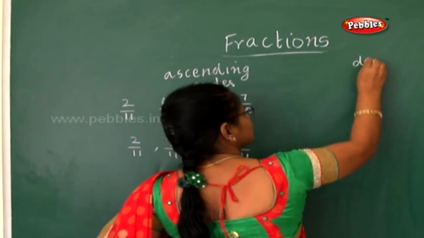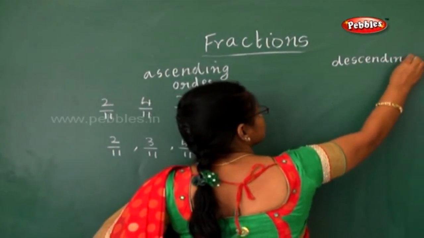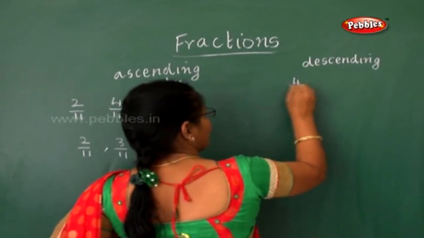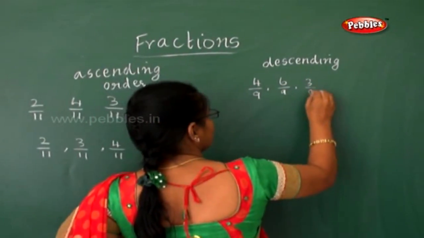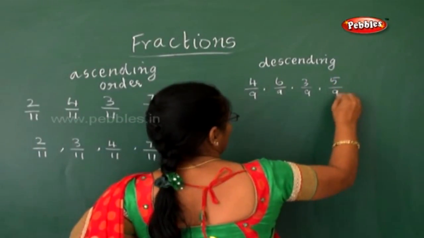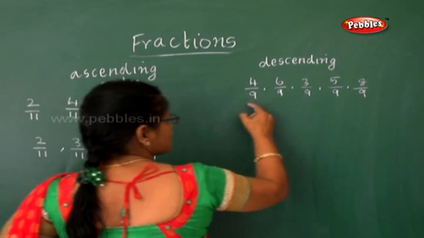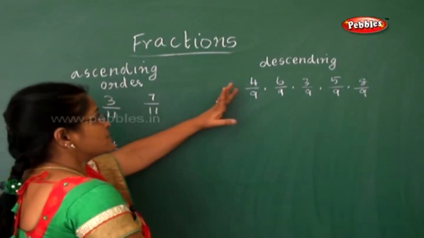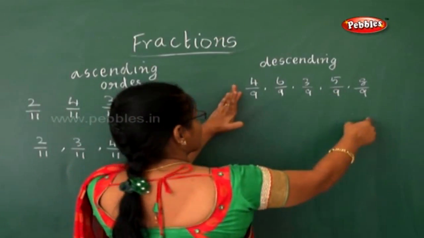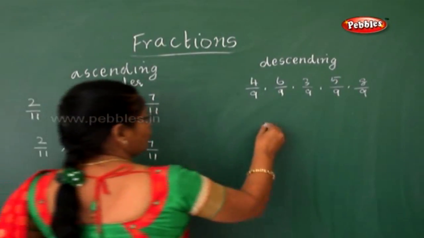Now next one is arranging the fractions into descending order. 4 by 9, 6 by 9, 3 by 9, 5 by 9, 8 by 9. So here the same thing. The denominators are the same, but only the numerators are different. Now how will you write in descending order? From big to small. Ascending is small to big. Now how will you write here?